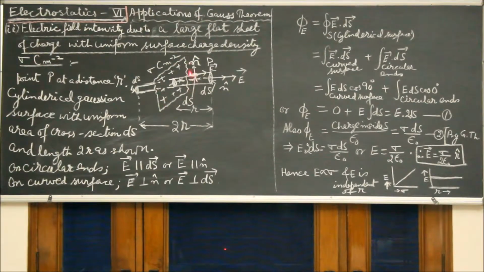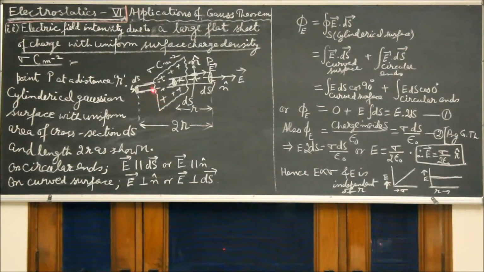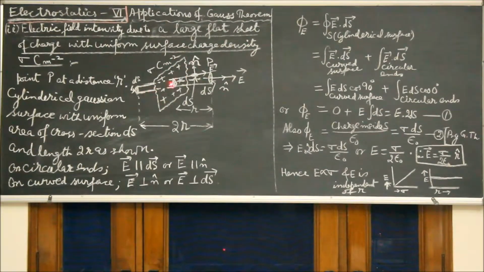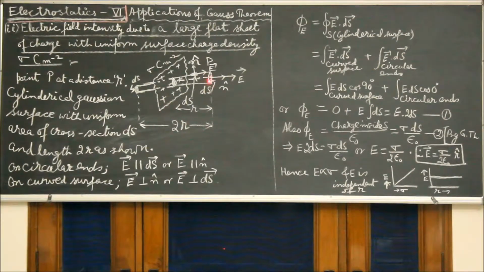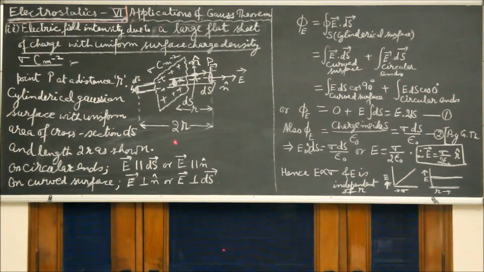Let's consider this as the sheet with infinite expanse. That is why we show these zigzag ends, meaning it can be extended infinitely in either direction. P is a point at a distance r from the sheet where we want to find the field intensity. Let's consider a cylindrical Gaussian surface with length 2r and a uniform area of cross section ds.